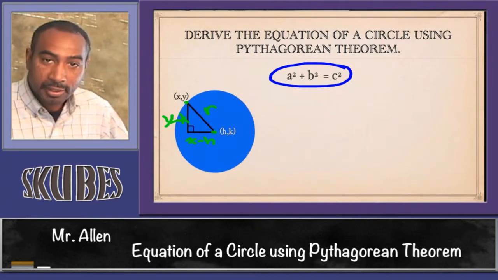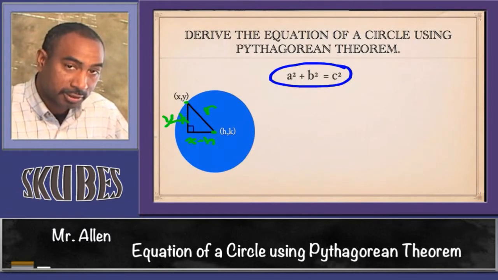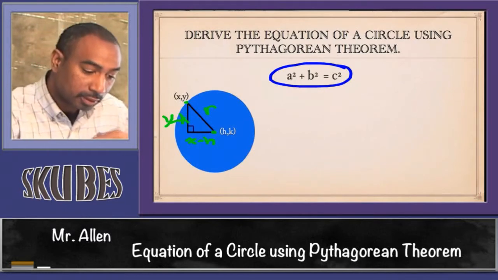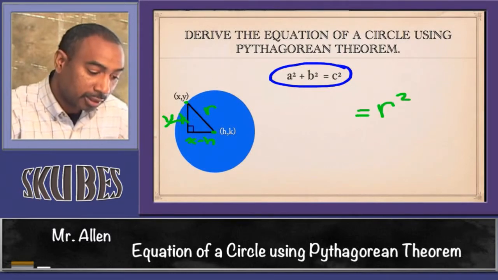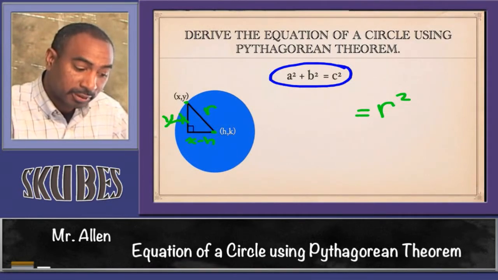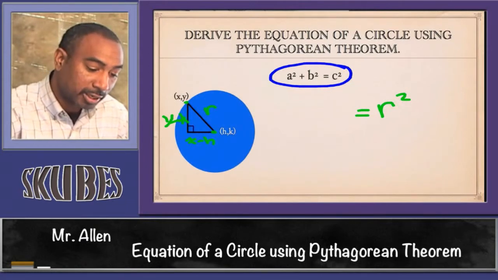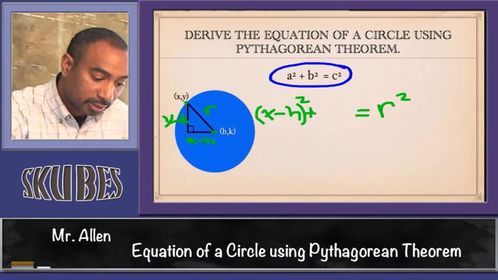And we're going to apply the same theorem. The square of the hypotenuse is equal to the sum of the square of the legs. So the hypotenuse is the radius. So we have the radius squared, and that's equal to the sum of the square of the legs. It doesn't matter which order, but normally we go in alphabetical order. So I'm going to start with X. So the leg is the difference of X and H squared, plus the difference of Y and K squared.